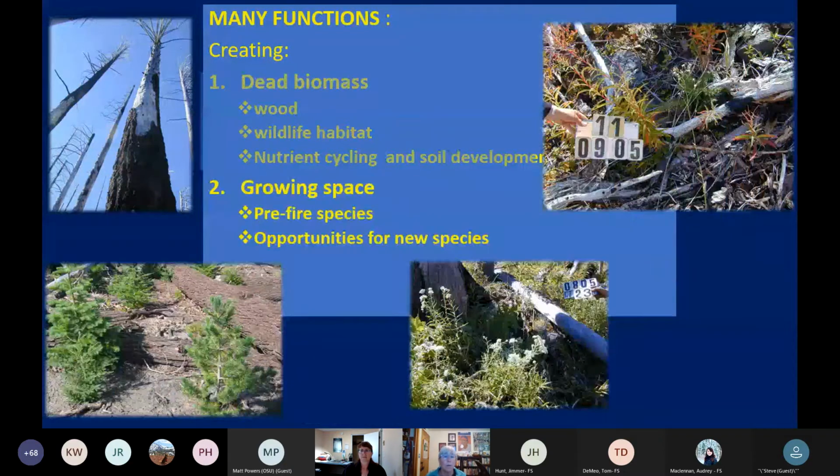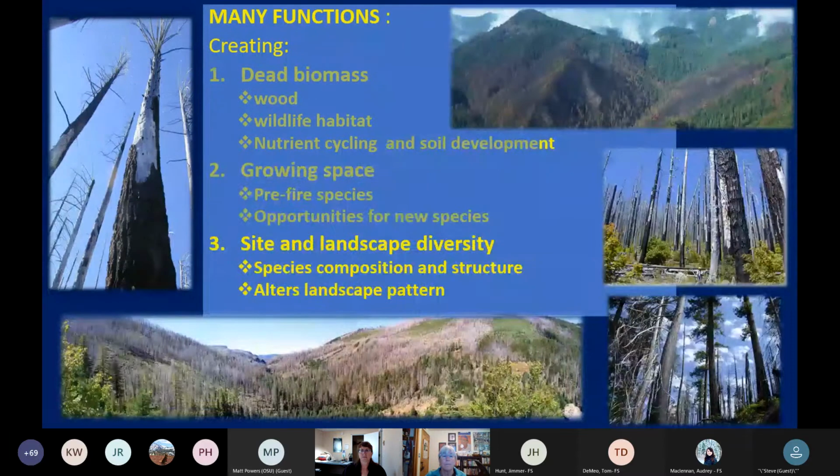Fires also create growing space of various sizes, and that growing space could be occupied either by species that actually were in the area before the fire, and also it provides opportunities for new species to develop. And because of all this, I'd say fire again is a key process that's providing opportunities for diversity, and that diversity can occur either at the site to the landscape level.